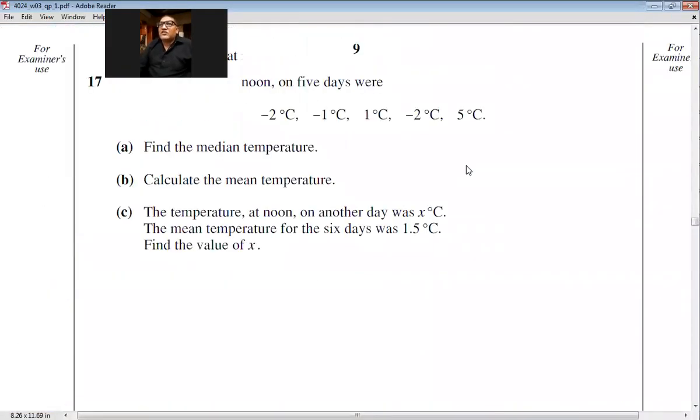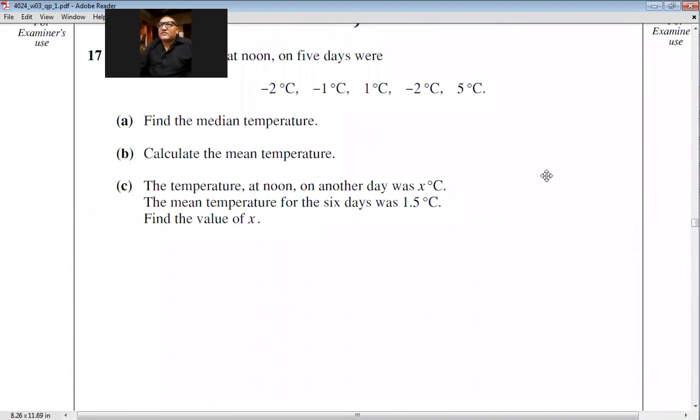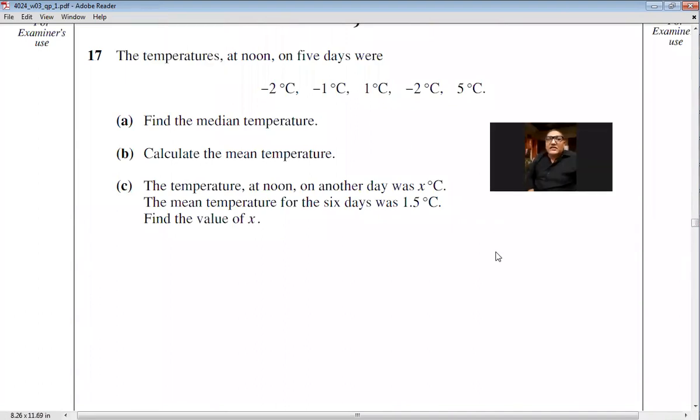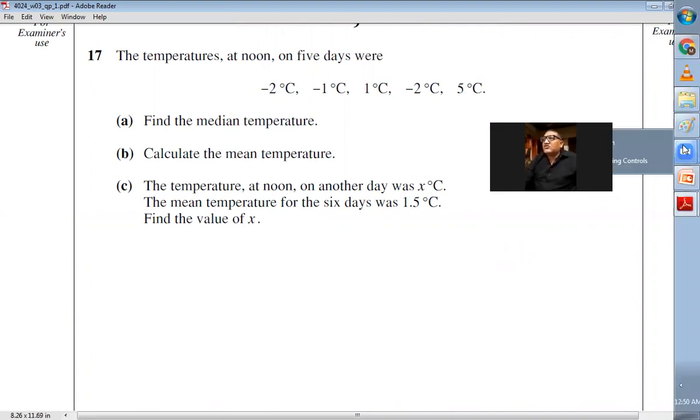Question number 17. Coming on your screen, here we have question number 17. The temperatures at noon on 5 days were minus 2 degrees centigrade, minus 1 degree centigrade, 1 degree centigrade, minus 2 degrees centigrade, and 5 degrees centigrade. Find the median temperature. So very simple. Let me take you to the solution.